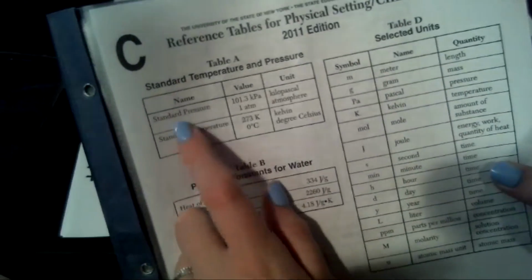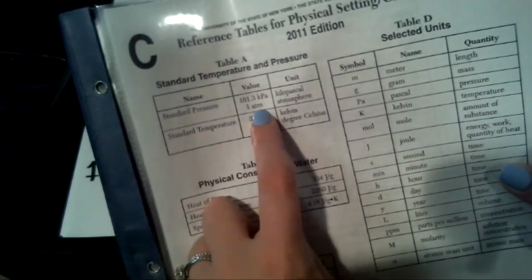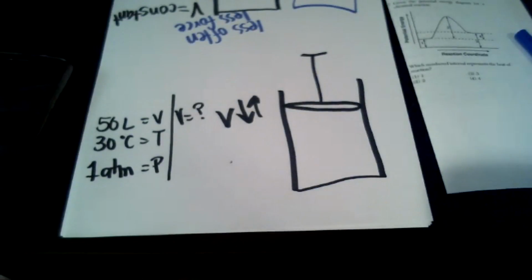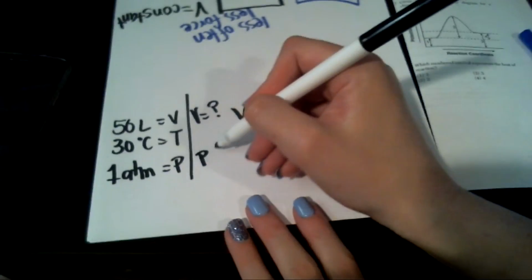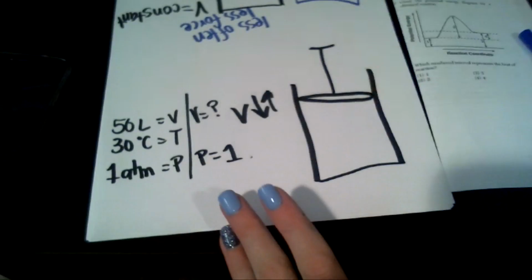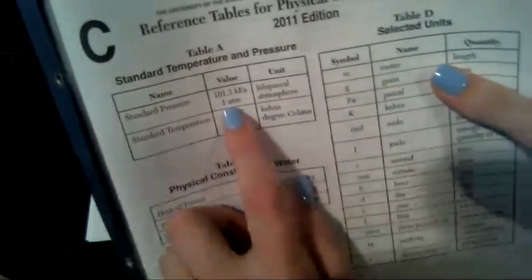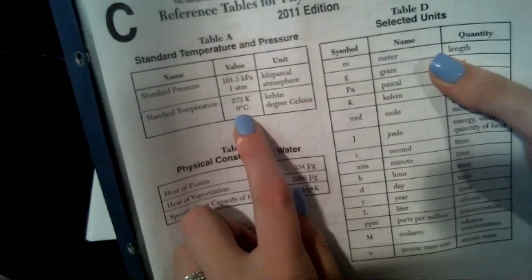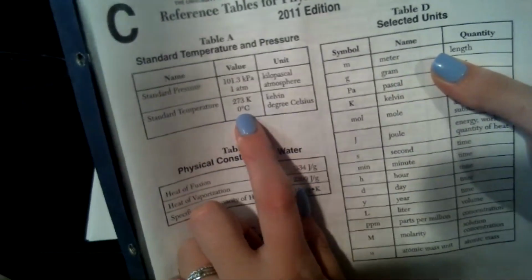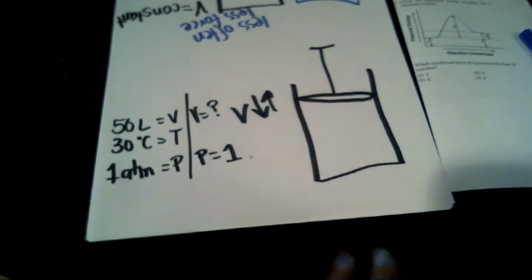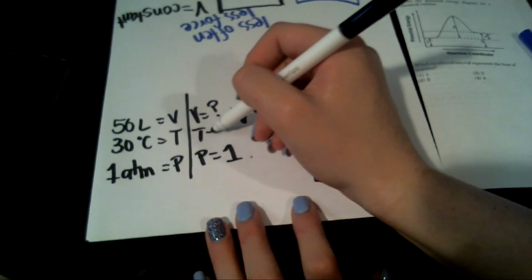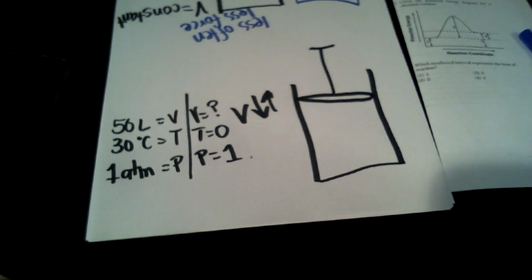If we look at table A, that tells us what STP is. We have standard pressure, 1 atmosphere. That's what we already had. Nothing changed there. And our standard temperature in Celsius is going to be 0. The important thing is that you maintain the same units. So this temperature is going to drop to 0.